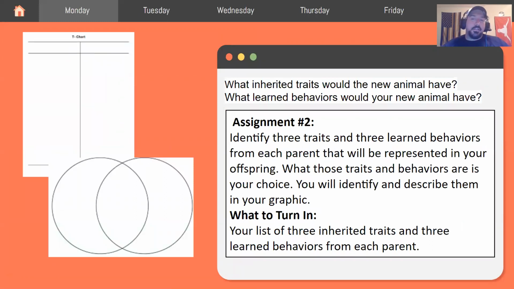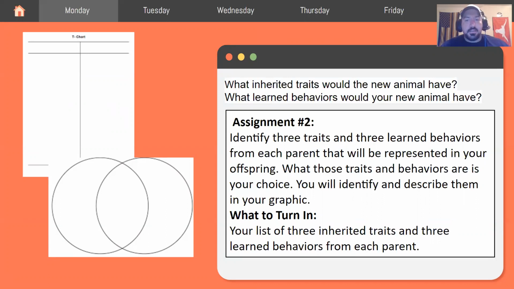What inherited traits would the new animal have? What learned behaviors would the new animal have? So at this point, you're going to identify 3 traits and 3 learned behaviors from each parent that will be represented in your offspring. What those traits and behaviors are is completely your choice. Okay, you're going to identify and describe them in a graphic organizer.